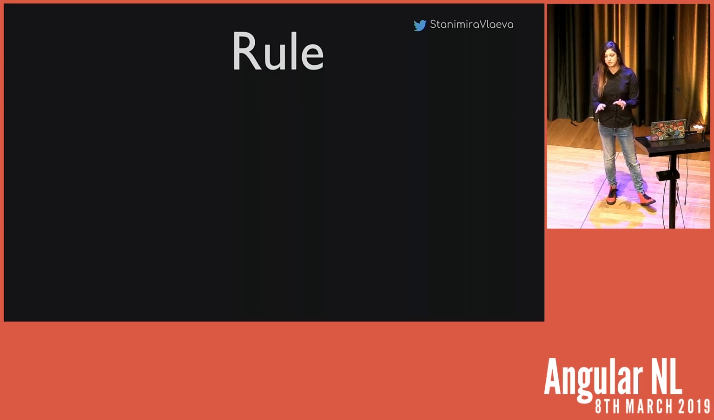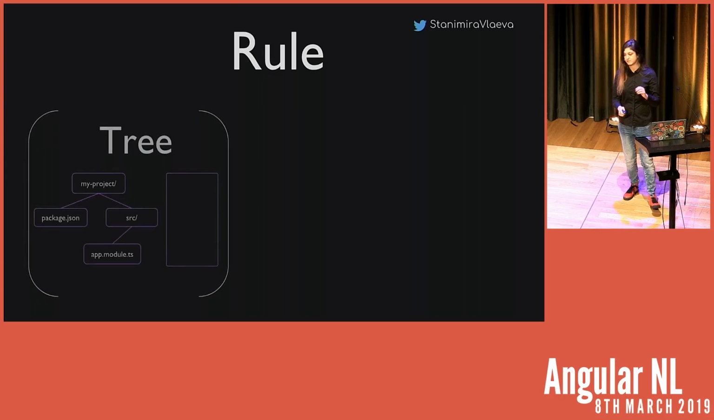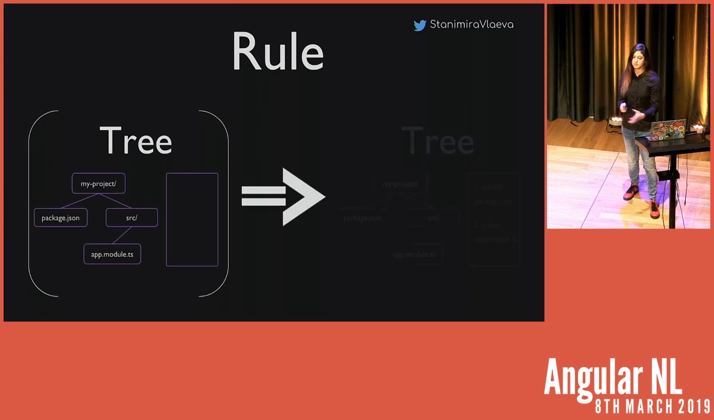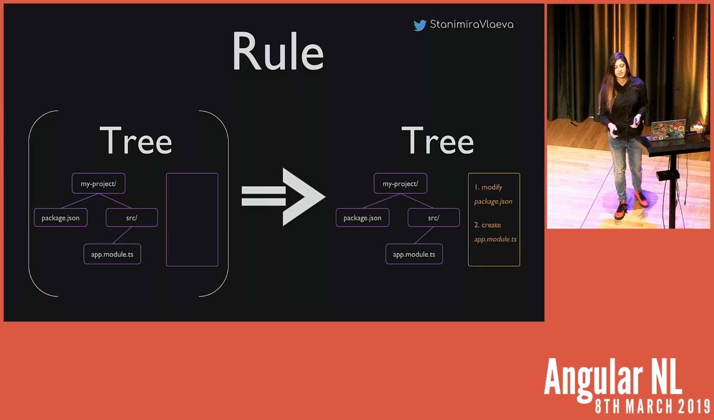And there is another term here. There are a lot of terms in schematics, but you get used to it when you start actually using them. So don't be afraid if you don't remember half of the things that they talk about. It's totally fine. So a rule. A rule is a function which takes a tree and returns another tree. And the trick here is that the new tree that's returned by the rule has some new actions applied.